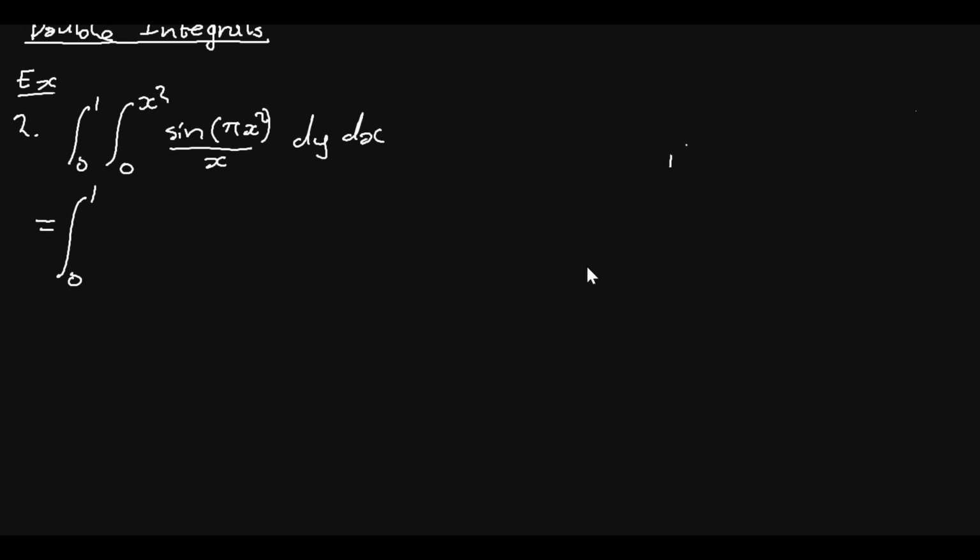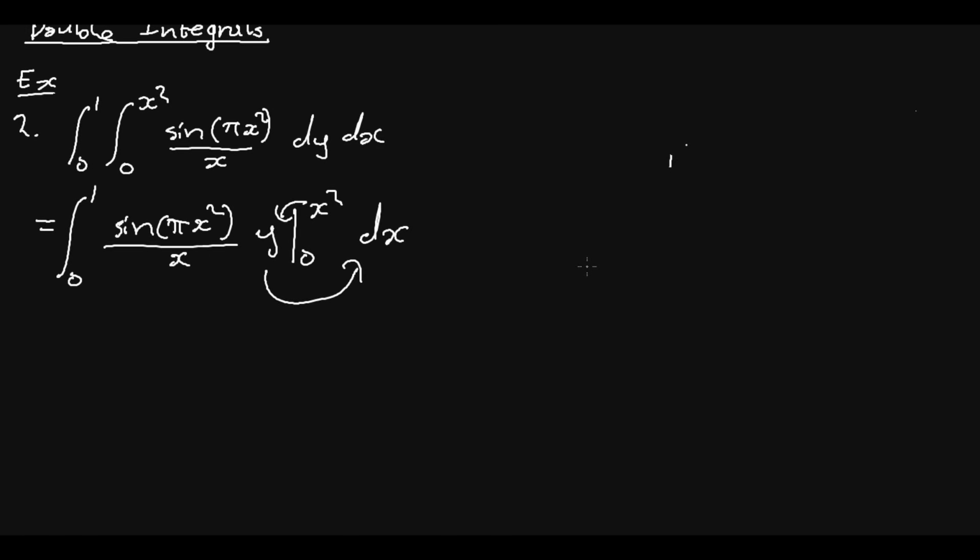So therefore, let me just rewrite it. We have sine of pi x squared over x, therefore y from 0 to x squared. Then we still have to integrate with respect to x. As you can see, when we apply this limit, the variable we get works nicely with the next integration variable. This tells you that you are on a good track, because if this was x, then you must put a y, but you have a dx standing outside here.